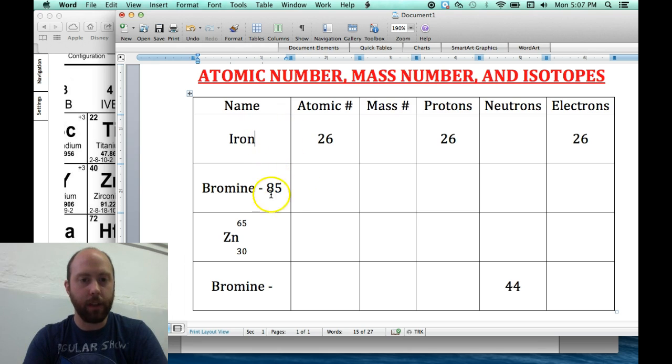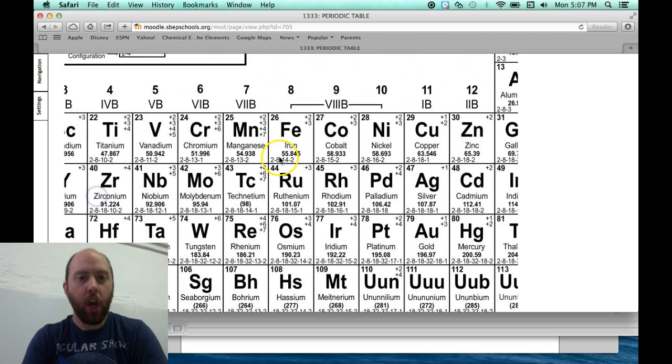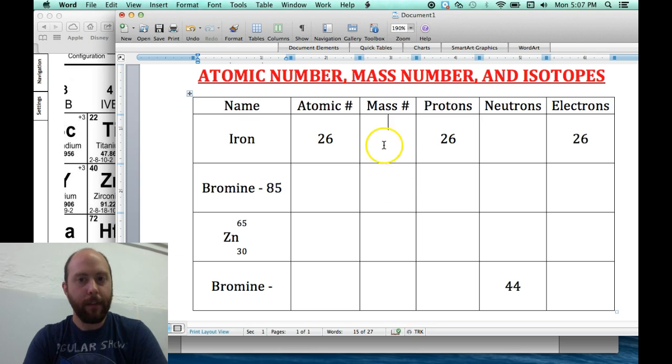Now, if I don't specifically give you a mass number, notice there is no number right here, which is usually called the mass number. Like for here, there is a mass number there. If I don't give you a mass number, you need to take the average mass and round it to the nearest whole number. So 55.8. What does that round to? To the nearest whole number. Well, it rounds to 56. So the mass number is 56. And I'm going to write that there too.